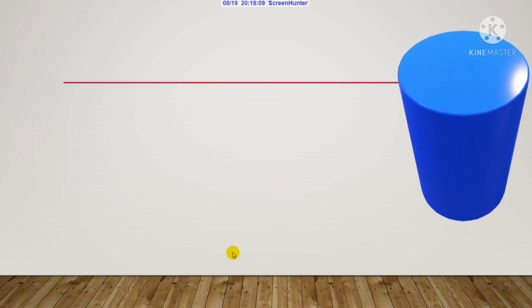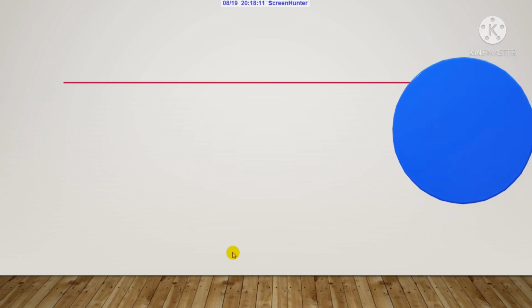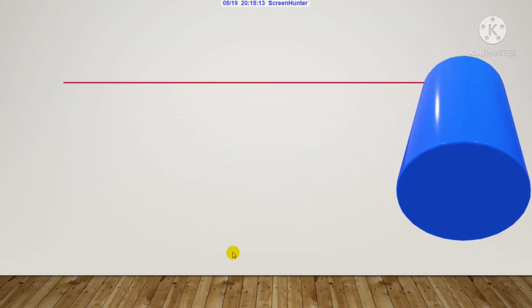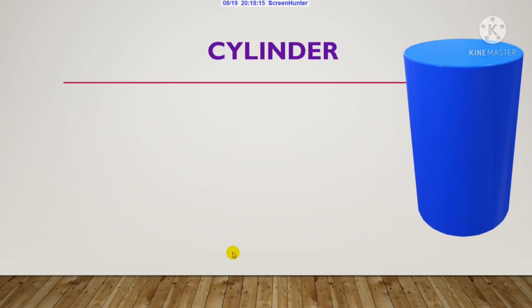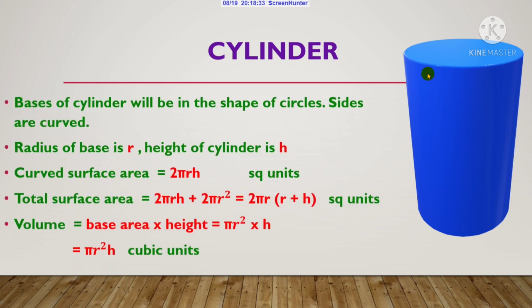So next one. Have you seen this shape in your real life? This is called a cylinder. What are its sides? You can say these sides are curved surface. Remember in the previous sessions we saw cube and cuboid, they have plane surfaces, but here it is a curved surface. So let us learn about the properties of a cylinder.